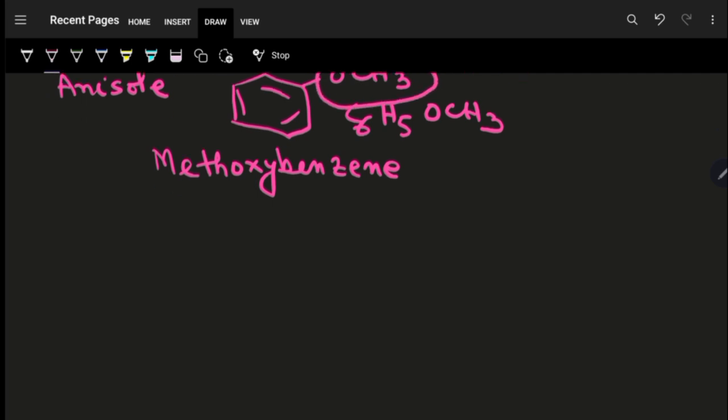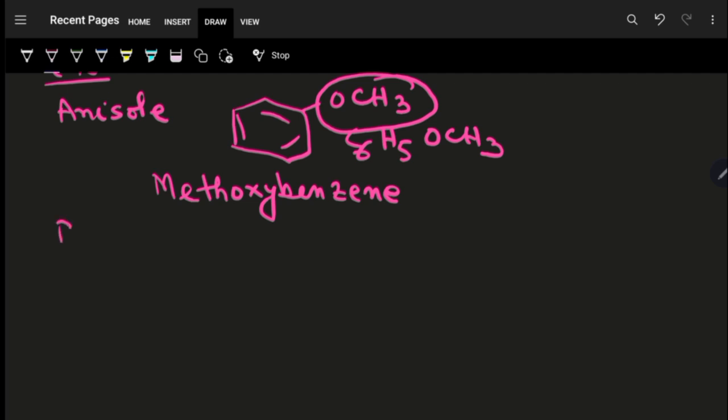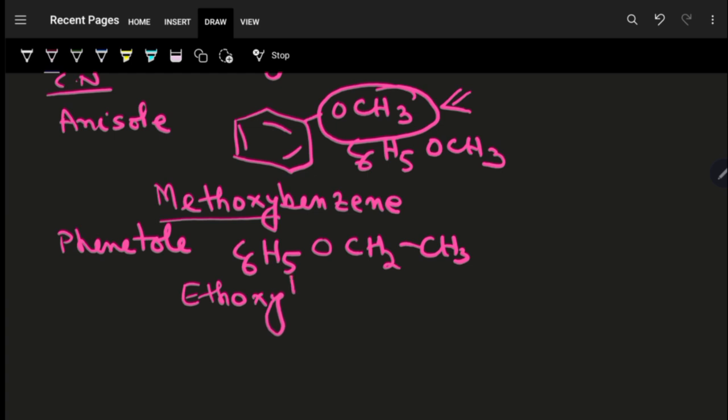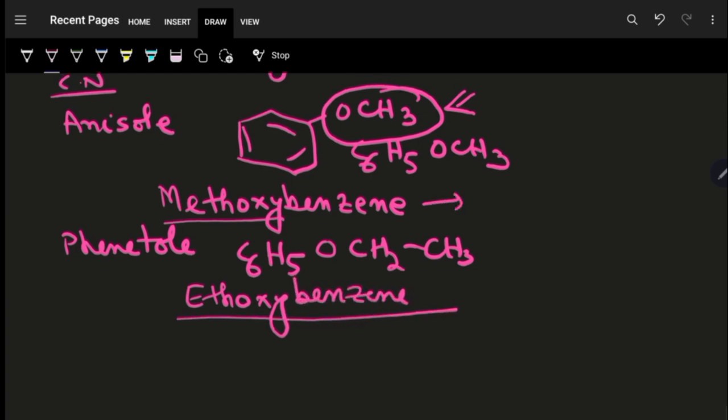After this I can say phenetole, a common name. Now what is the structure of phenetole? C6H5, there will be a phenyl ring, OCH2CH3. This was OCH3; in place of OCH3, it is OCH2CH3. So this was methoxy, and in place of methoxy here comes ethoxy. So it will be ethoxybenzene. This is your IUPAC name.